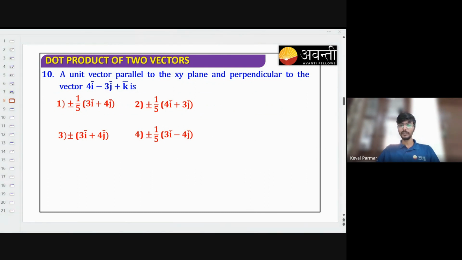Correct. Obviously, we can solve it by theoretical way, but the problem is time. If we use the options, our question will be done like this. Take the measure there. So let's say, a unit vector parallel to the xy plane. So let's say my vector is xi cap plus yj cap. Why I've taken xi cap plus yj cap? Because it is parallel to xy plane. That means there will be no z or no k cap.